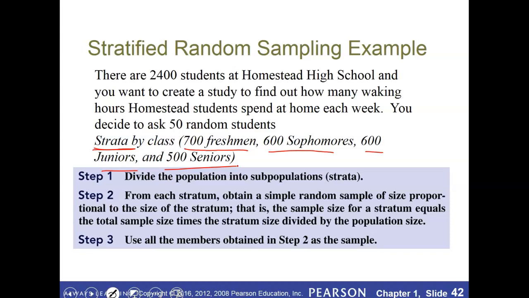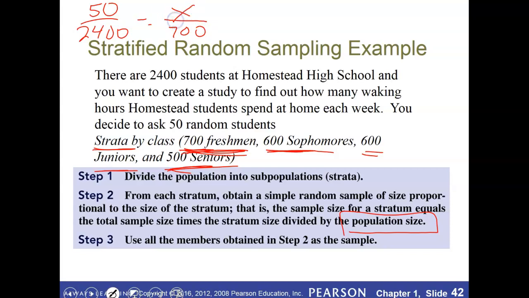Okay, so I want to select so many freshmen, so many sophomores, so many juniors, and so many seniors, but I have to do it proportionally. Okay, a proportionate size. So because there's more freshmen, I should probably have more freshmen in my survey. And so to do this, I would have something like this. I want to select 50 out of 2,400 students. Well, using that same proportion, how many freshmen would that be if there are 700 total freshmen? So I would have to solve a proportion like this.